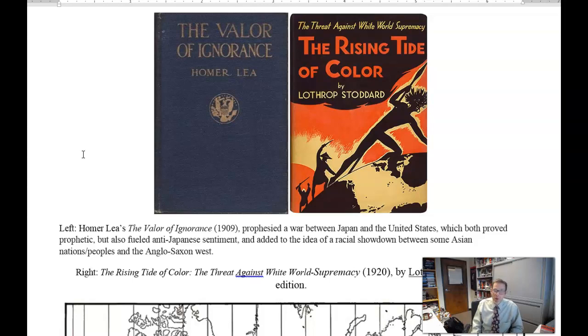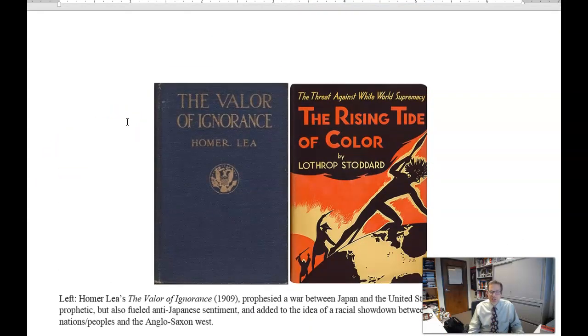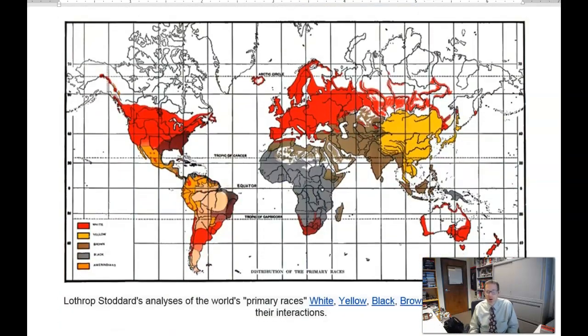But that book on the right, The Rising Tide of Color by Lothrop Stoddard, is very different. That is a very racialized or racist depiction of where these other races, in this case Africans, you can see an Asian man, in this case kind of Fu Manchu style hat and mustache, threatening the larger world. And Lothrop Stoddard's depiction is the world needs to stay in its racial lane. So what does he mean by that? He would argue, and there's a map from his book, these are the regions of the world that need to stay in their lane.